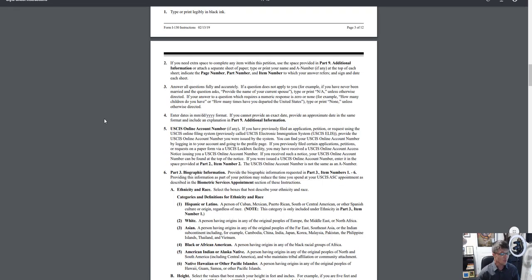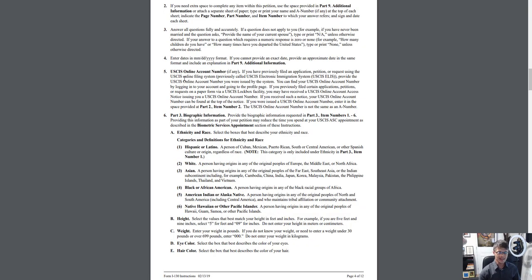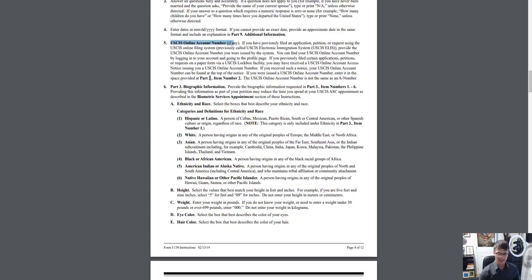Okay, let's go back to instructions. Let's see. Enter dates in months first, day, year format. Now, a lot of people, you don't have to say that, but like for example in the country where I'm originally from, where I was born and raised, we use day, months, year first. So for me that's definitely good to know, right? So definitely months, day, year in the application. USCIS online account number. If you have created your online account for filing online, you will have that online account number. Use that. You can put that in there.